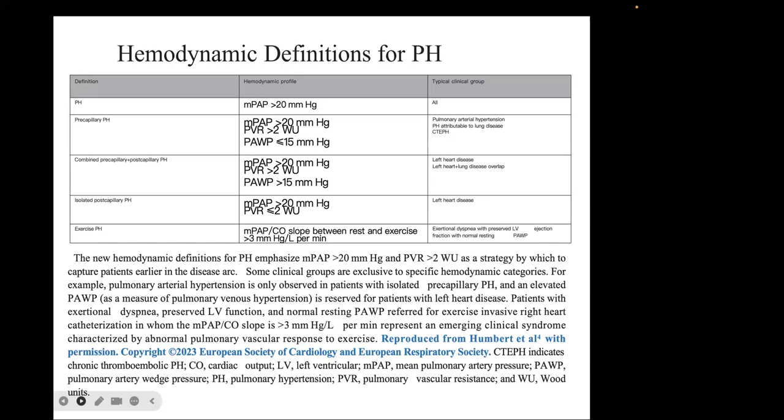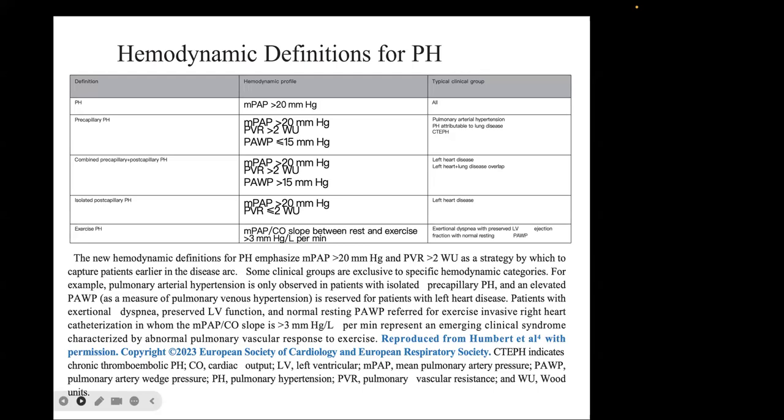Patients with exertional dyspnea, preserved LV function and normal resting PAWP are referred for exercise invasive right heart catheterization, in whom a mean pulmonary artery pressure divided by cardiac output slope of more than 3 mm of Hg per liter per minute represents an emerging clinical syndrome characterized by abnormal pulmonary vascular response to exercise. This is according to the 2023 European Society of Cardiology and European Respiratory Society.